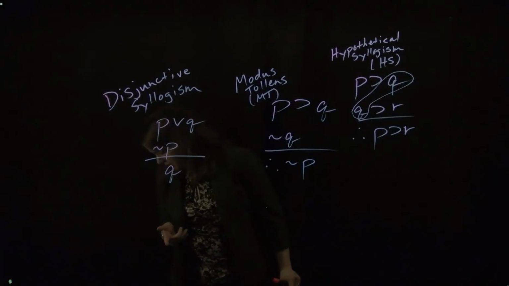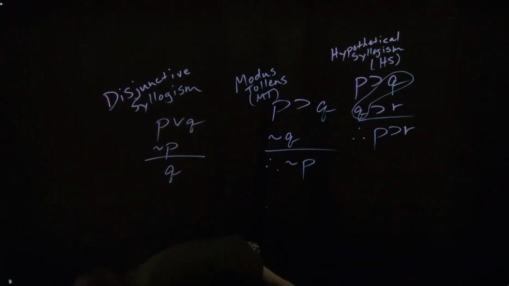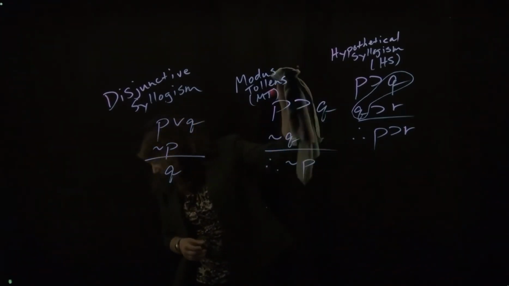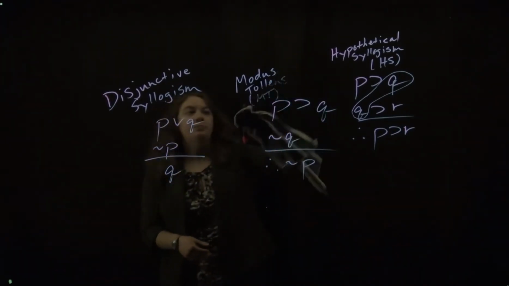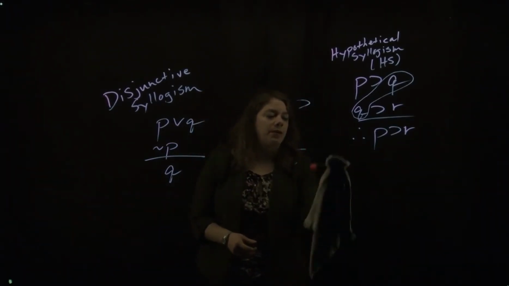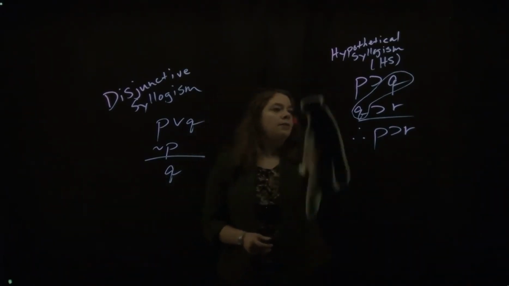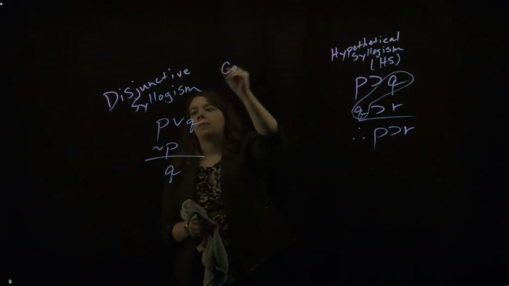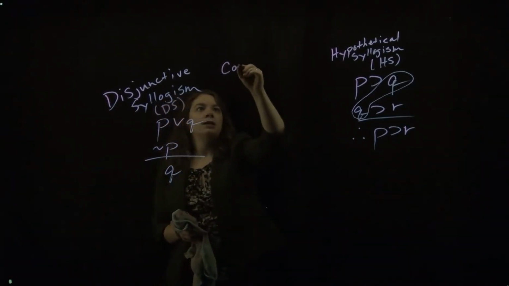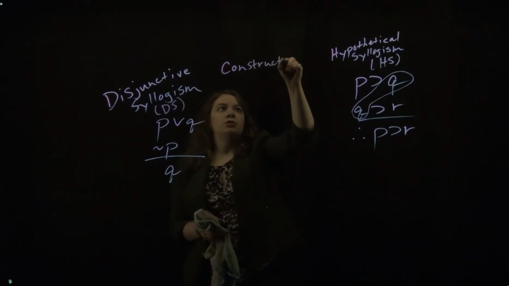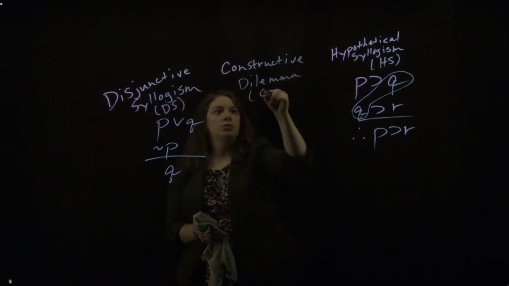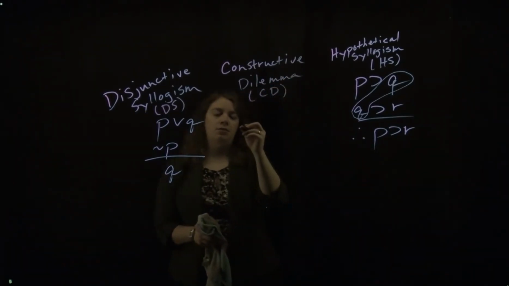Okay. All right. So the other kind of form that we have here is the constructive dilemma. That's our final kind of form to think about here. And by the way, the shorthand for the disjunctive syllogism is just DS. So we have a constructive dilemma, or CD for short. And it basically goes as follows.